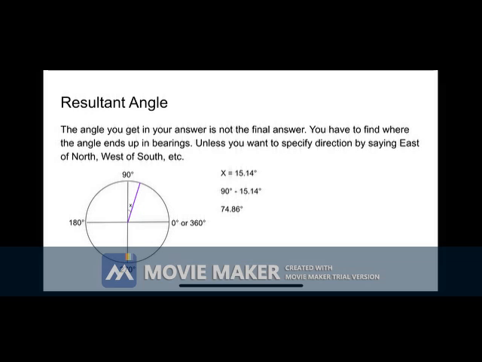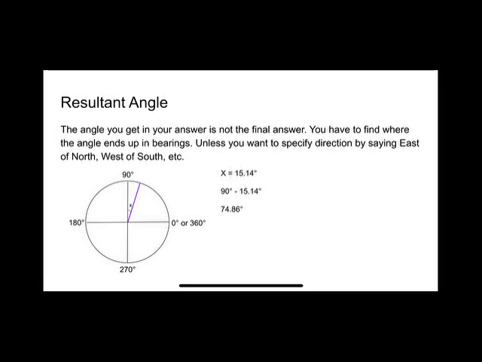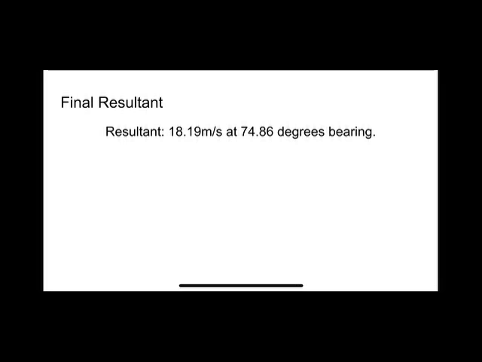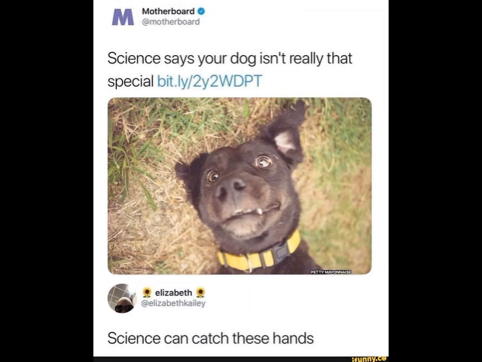The angle you get in your answer is not always the final answer, so you have to find where the angle ends up in bearings, unless you want to specifically tell the direction by saying east of north or west of south, etc. So in our example, we got 15.14 degrees, but putting that in a bearing circle, it would actually only be 74.86 degrees because it is close to 90 degrees, but not in front of it. So the final number we would get is 18.19 meters per second at 74.86 degrees bearing as our final resultant. And that is how you find the resultant using the component method.